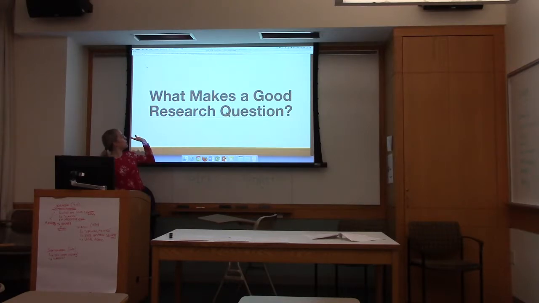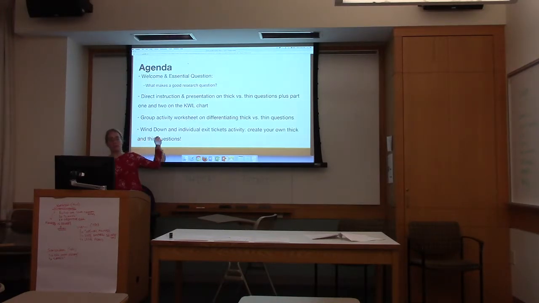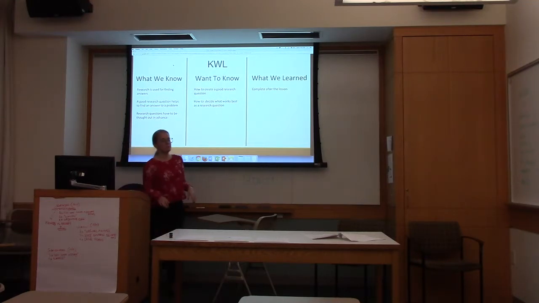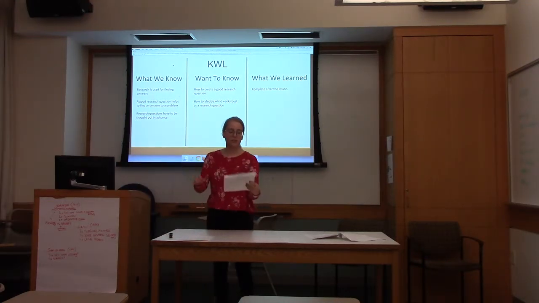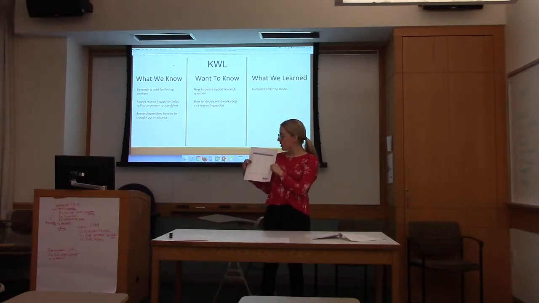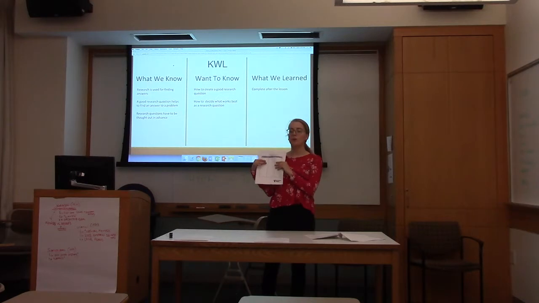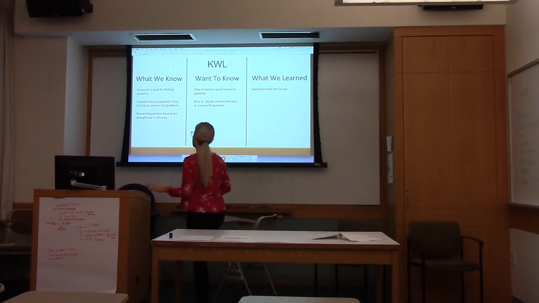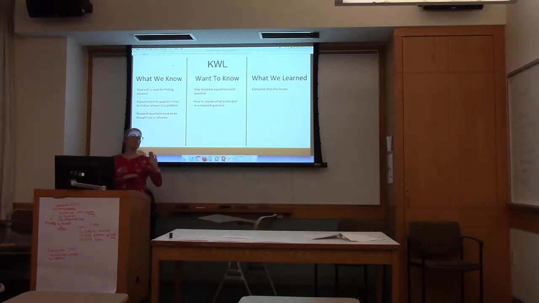I want to talk about what makes a good research question first, and we went over our agenda, so KWL, group activity, and our wind down. So this is the worksheet that you guys have, and I want you to write down at your table one thing that you know about what research is or what a question is, and one thing about what you want to know. And then leave the 3rd section blank. So for an example, what I know, research is used for finding answers. What I want to know, how to create a good research question.